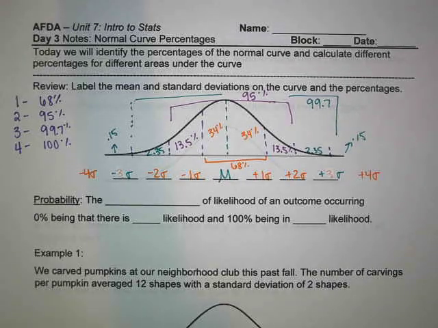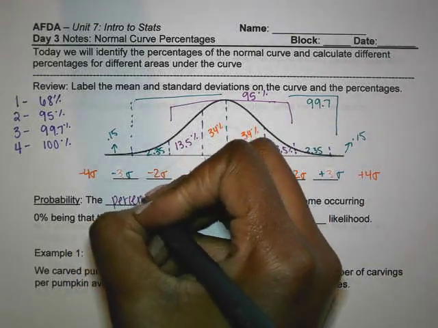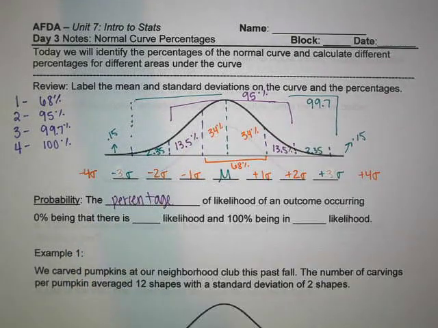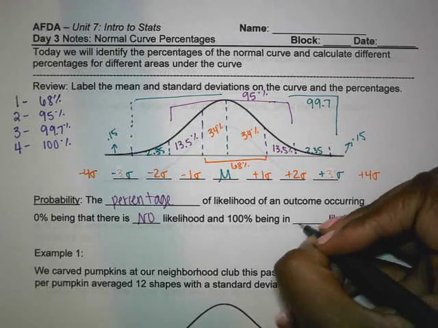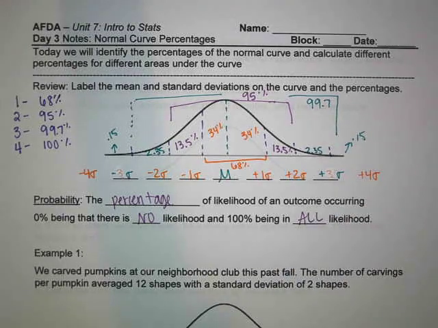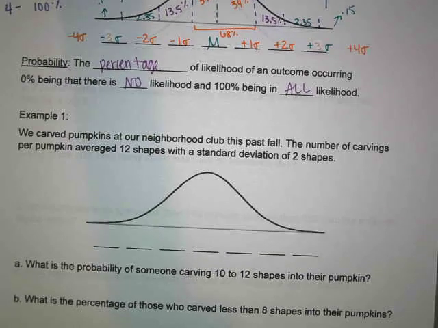All right, so your probability is the percentage of likelihood of an outcome occurring, 0% being that there is no likelihood, and 100% being that you have all likelihood. Let's look at example 1.